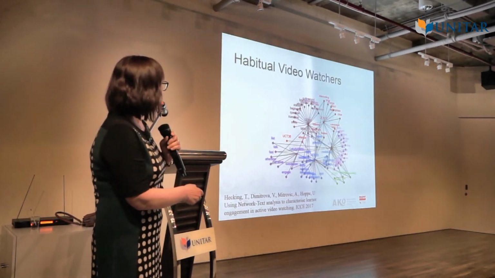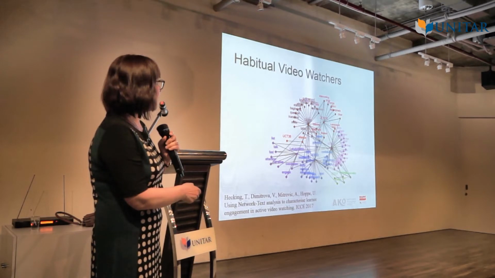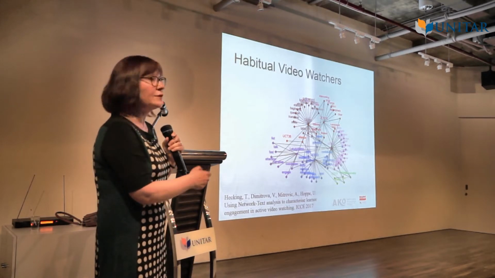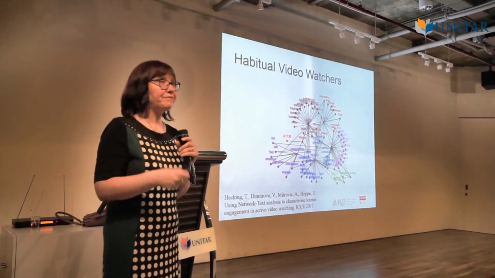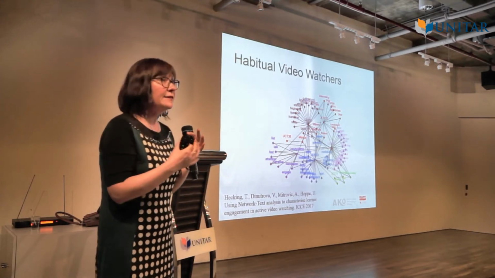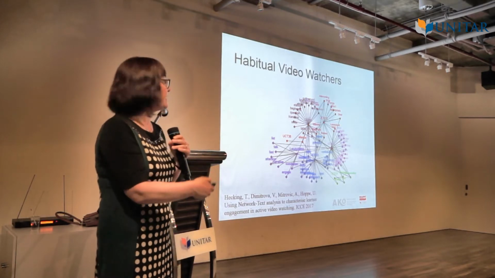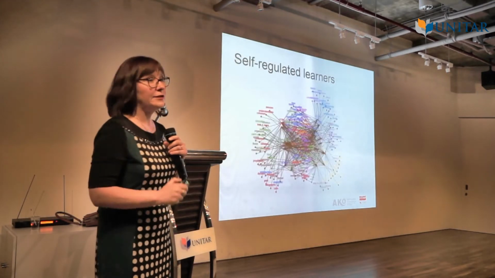So on this graph, the nodes represent different learners. So this is one learner, this is another learner, another one. And then you see the different concepts they used in their comments. So there are some commonalities. There are some concepts that more than one learner used, but not as much as in this one.